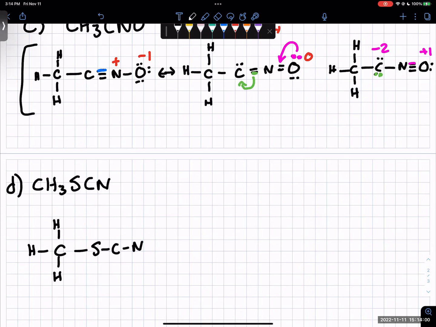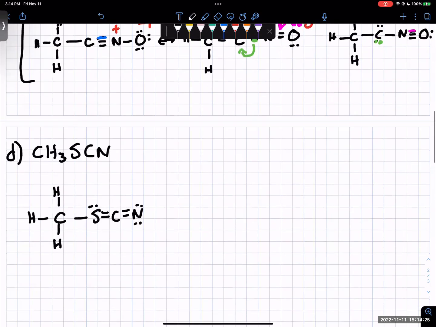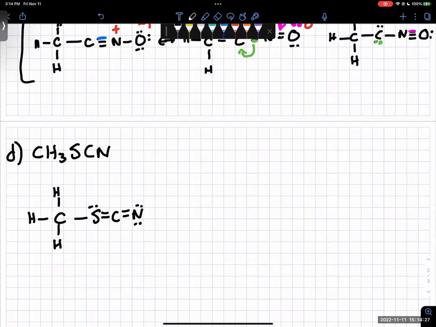Okay, Maria, on this backbone right here, where are double bonds, triple bonds, lone pairs? So I put one between nitrogen and carbon, and then between carbon and sulfur, and then 2 lone pairs on the nitrogen and 1 lone pair on the sulfur. Does anyone else get that? Okay. All right. Is that a valid resonance structure?